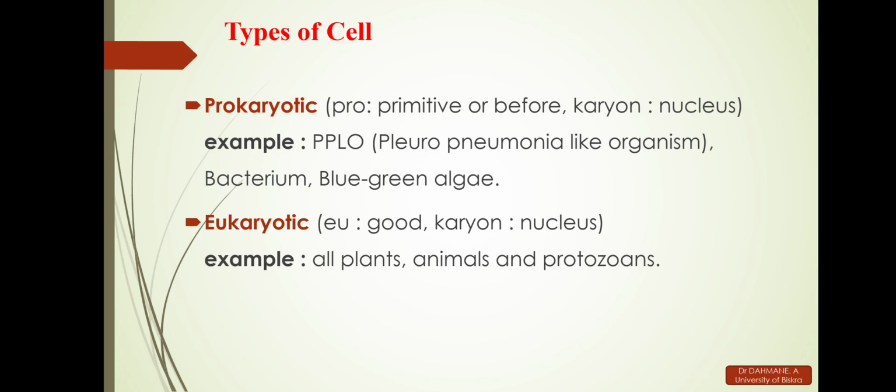For eukaryotic cells, there is a true nucleus, so the genetic material or genetic information found in the cell is within an envelope. So it's protected. For example, all plants, animals, including humans, and protozoans are considered eukaryotic organisms. This is the most important point that we discussed in the first session.